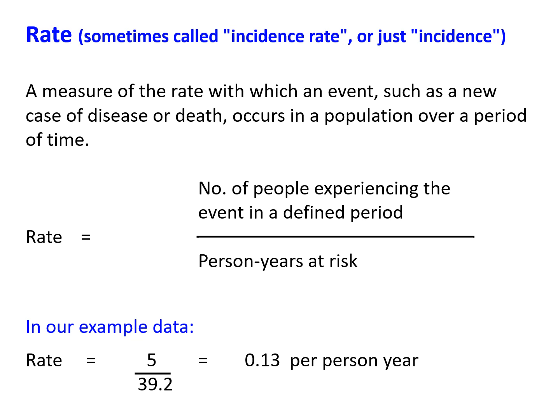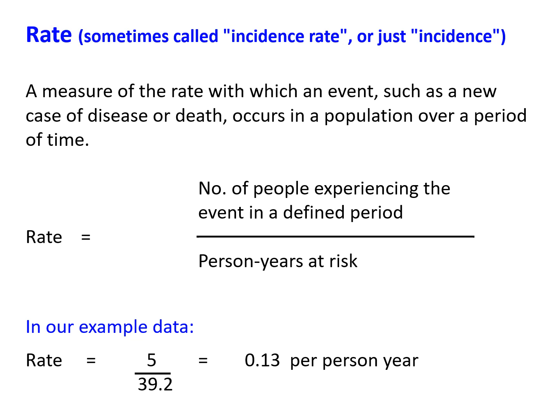So then how do we define a rate? Now a rate is sometimes called an incidence rate or just an incidence. So a rate is a measure of the rate with which an event, such as a new case of disease or death, occurs in a population over a period of time. So the definition of a rate is the number of people experiencing the event in a defined period divided by the person years at risk that we've just calculated.